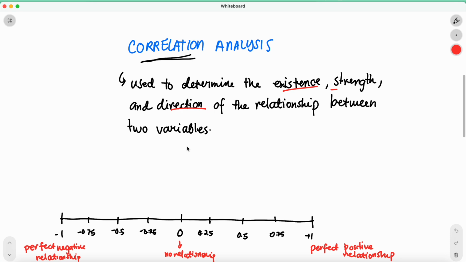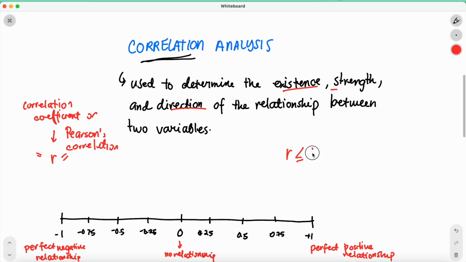So correlation is denoted by r, and it is also known as the correlation coefficient. The most common correlation coefficient known is Pearson's correlation. So it is denoted by r. This r value takes up values from negative 1 to positive 1. So the value does not exceed more than 1 or less than negative 1. So here this is the bracket.